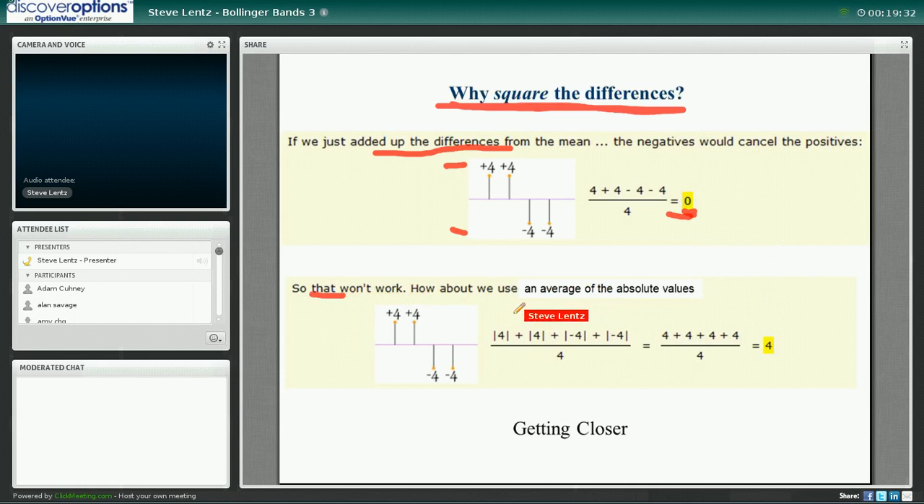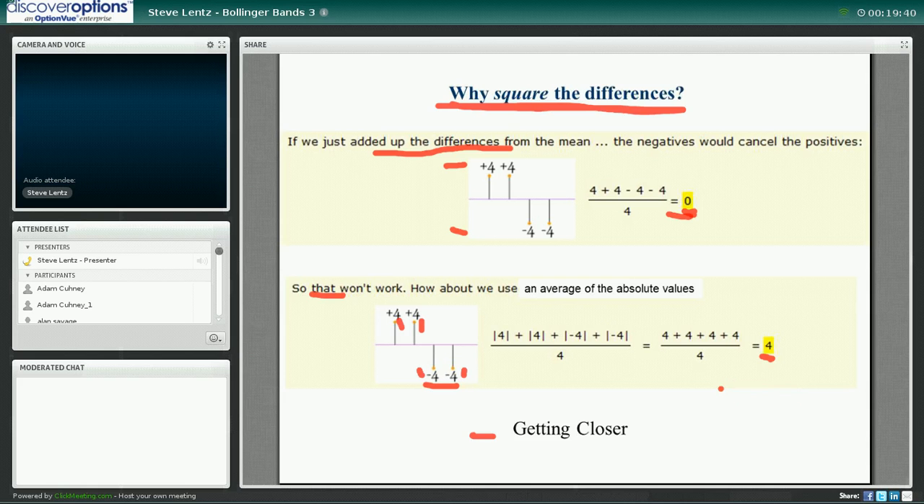But what about taking an average of the absolute values? This is going to get us a bit closer. We just take the absolute value and take the average of those, or basically we're taking an average of the differences. An average of the differences gives us 4.